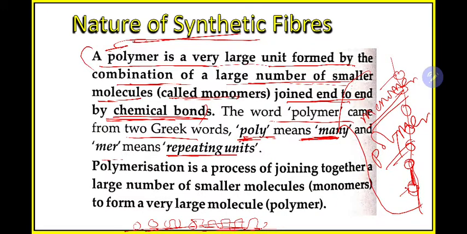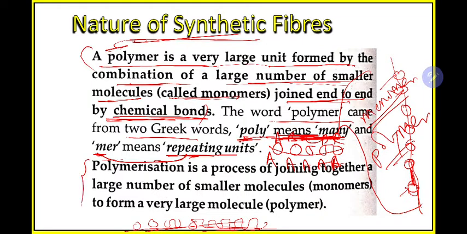Okay, and what is the meaning of mer? Repeating unit. That means if I am joining 10 balls, 5 balls, it will be A type, it will be A, it will be A. It will never be like A, B, C, D, E. Okay, it will never be like this. All will be of the same type. That is, repeating units all will be the same. One is repeating again and again.